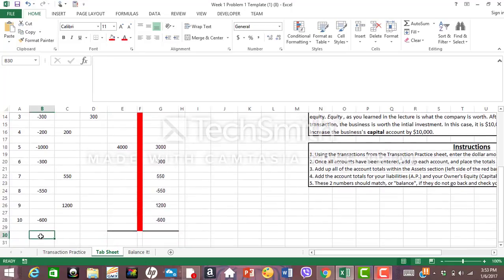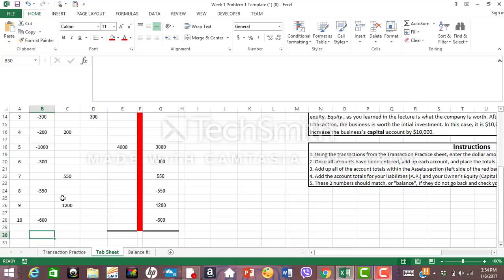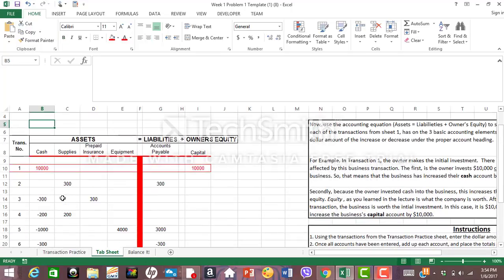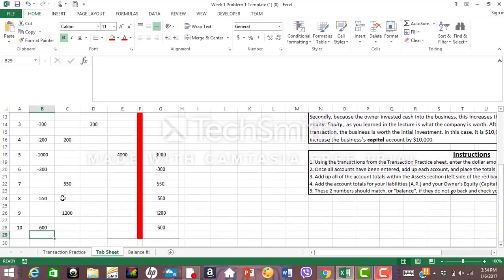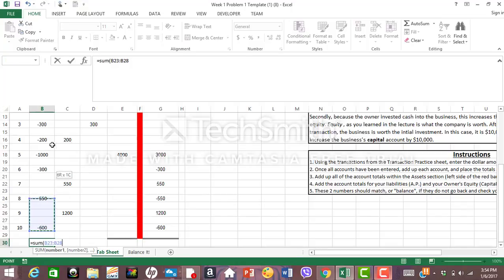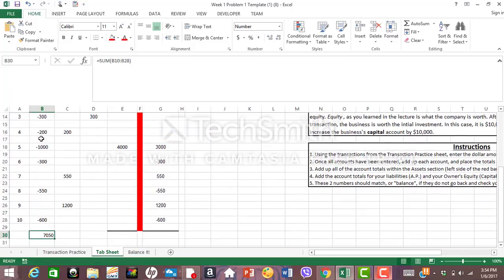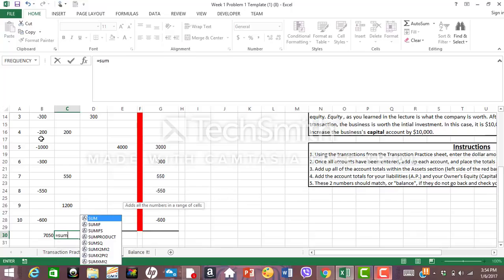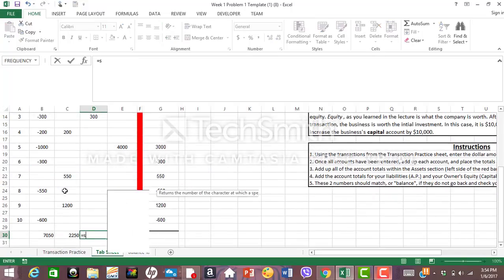So now what I want to do, because we've finished all these transactions, I am going to summarize or sum how much cash do we have left, supplies, prepaid insurance, all that good stuff, and then we'll know exactly what our assets, liabilities, and owner's equity are. So I'm going to do the sum of cash. And you can just follow exactly what I'm doing, so that way you can do it on your own computer as well. So we have $7,050 of cash. Let's see how much supplies we have. We have $2,250 worth of supplies.